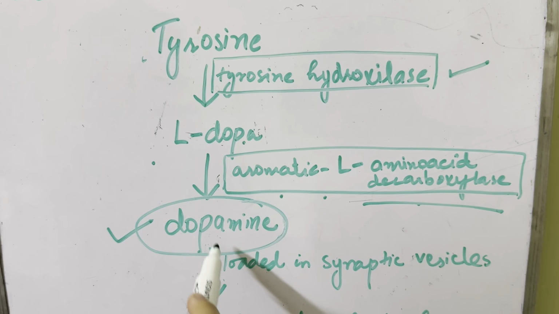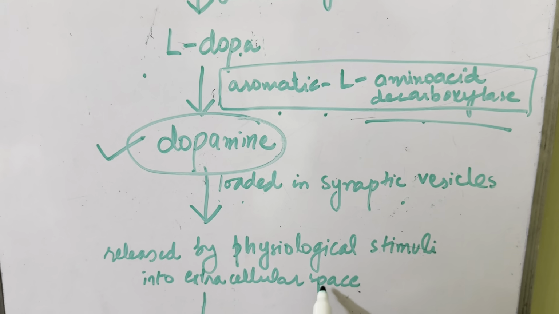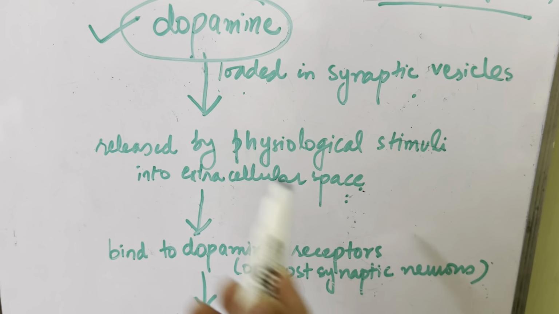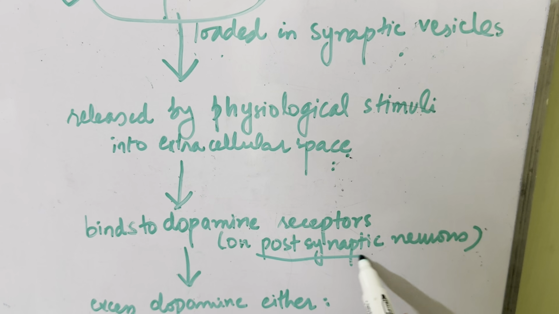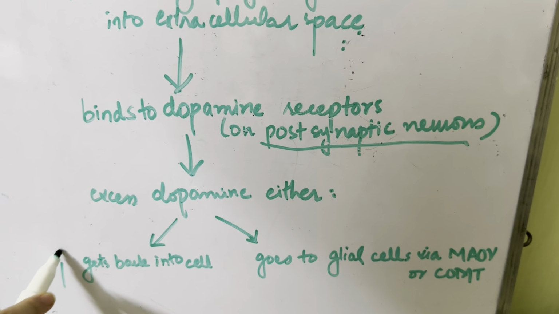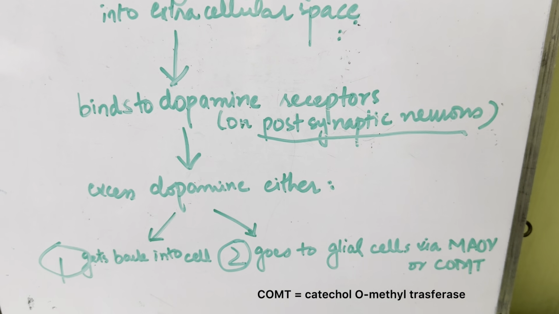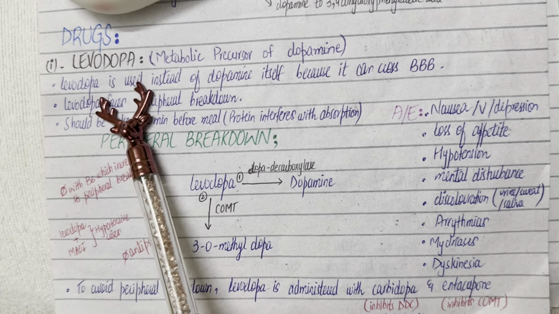This dopamine is loaded in synaptic vesicles and then released by physiological stimuli into extracellular space, and then this released dopamine binds to dopamine receptors on postsynaptic neurons. Excess dopamine either gets back into the cell or goes to glial cells via monoamine oxidase type B or COMT. Now coming to the drugs used in Parkinson's disease, first one is levodopa.